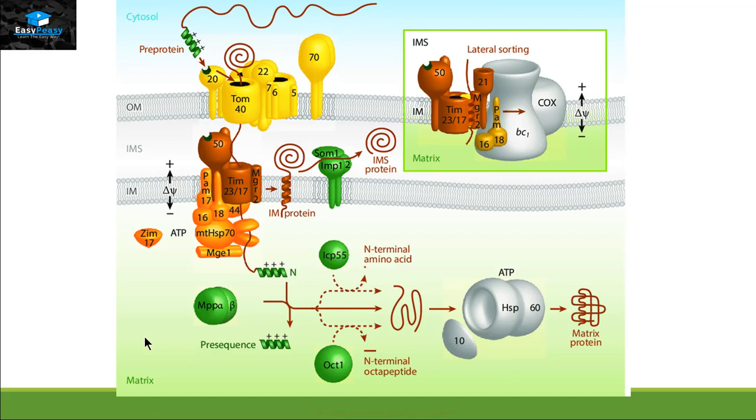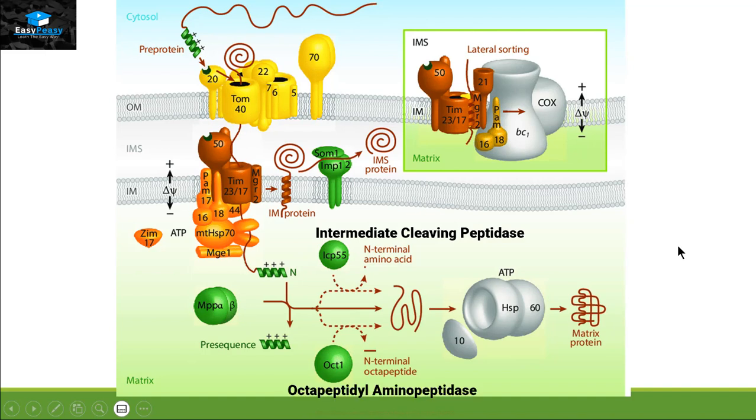The first enzyme that will come and remove the N-terminal amino acid from this protein is called intermediate cleaving peptidase. And the second enzyme that's going to come and remove some of the nucleotides from the N-terminal is called octapeptidyl aminopeptidase.